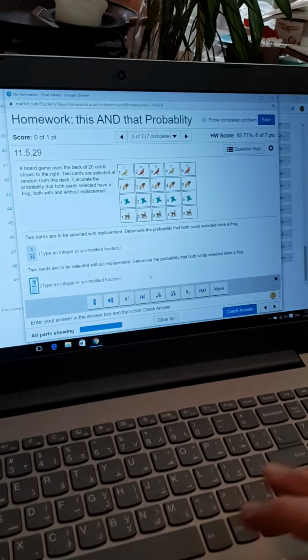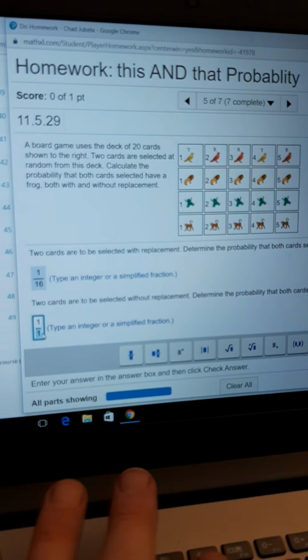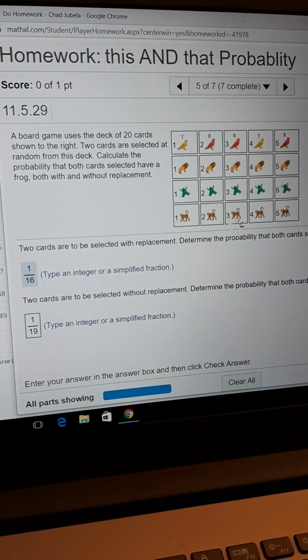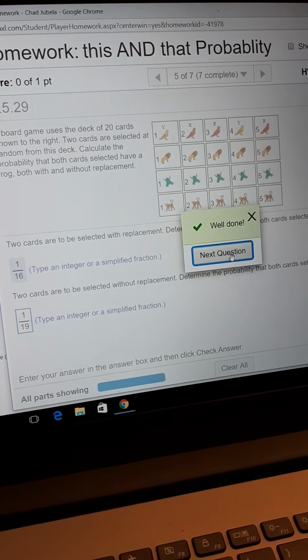All right, look back at the screen real quick. 1 out of 19. Aren't those crazy numbers? And you did this with probability. All right. Now the next questions 6 and 7 are just the same.